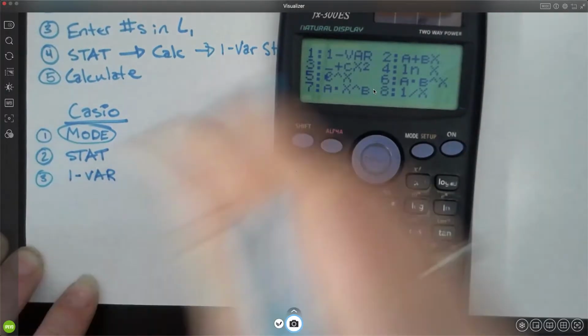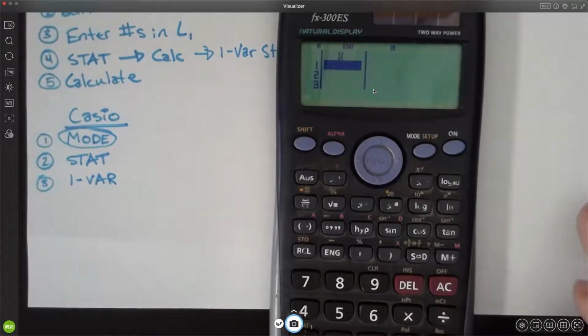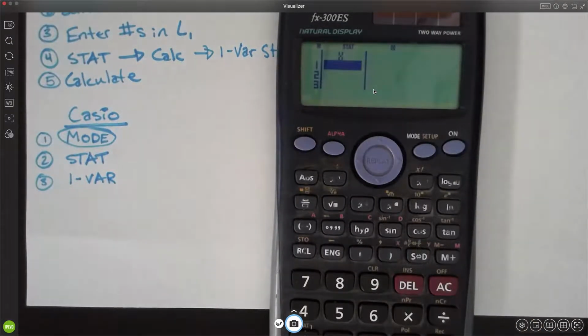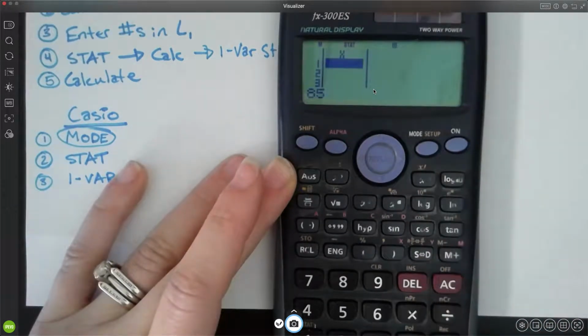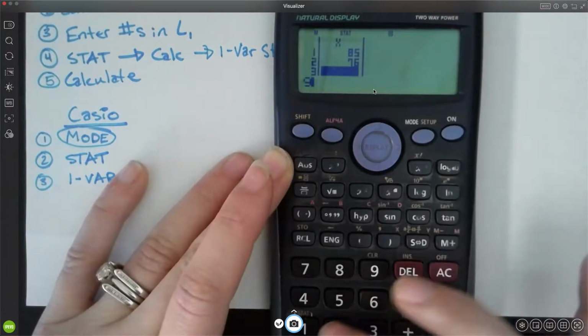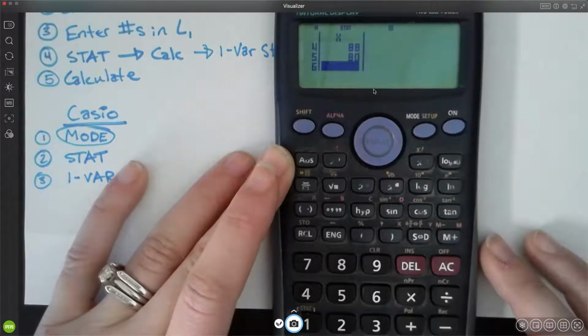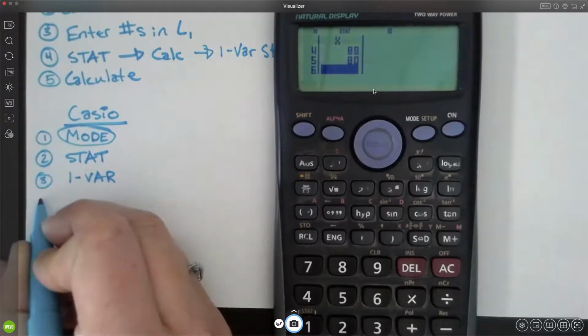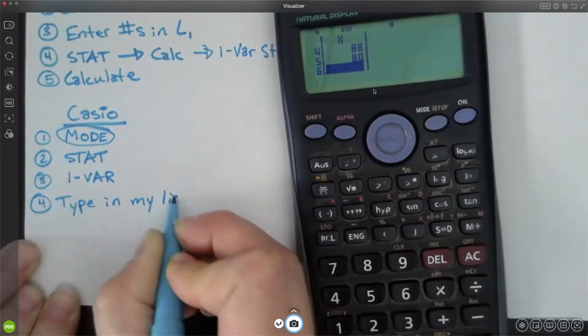So on my calculator here that I'm using of Isaac's, I hit the number 1 for one variable, and it's going to bring me up a list like they did for the graphing calculator. 1, 2, 3, 4, and so on. We're going to type in those numbers. So I'm going to hit 85, enter. Number 2 is 76, enter. 92, enter. 88, enter. And 80, enter. All right, so once I go to one variable, I'm going to type in my list. These are the steps. Type in my list.